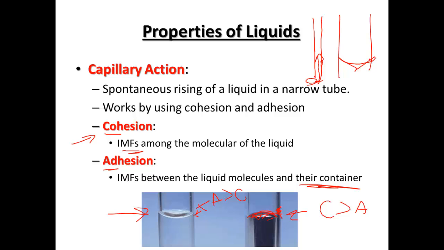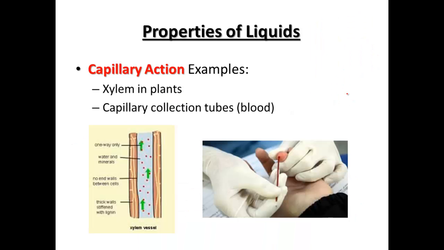And then when the tube is narrow enough, it adheres back, or has cohesion for itself, and it climbs a little higher, and then it adheres to the wall. And then it goes back and has cohesion to itself, and it keeps going back and forth until eventually it gets high enough where gravity says, okay, you can't go any higher. But cohesion and adhesion work together for capillary action to take place, which is the spontaneous rising of a liquid in a narrow tube.